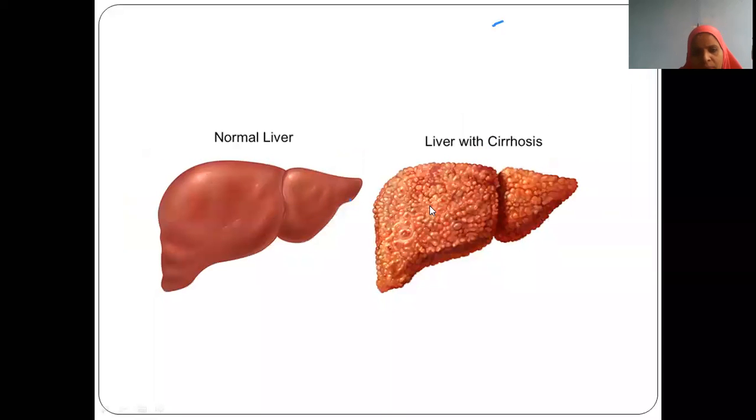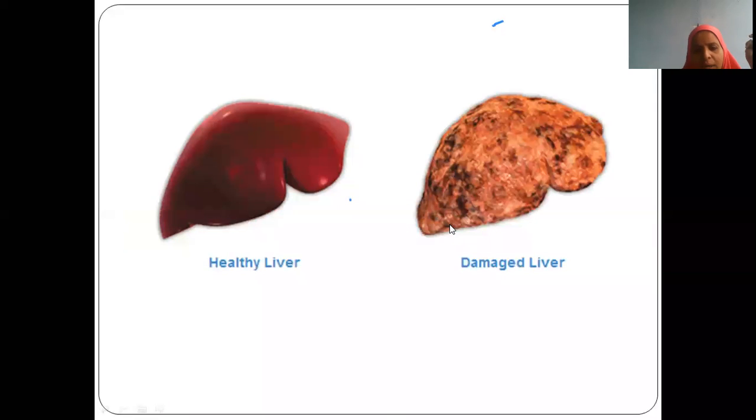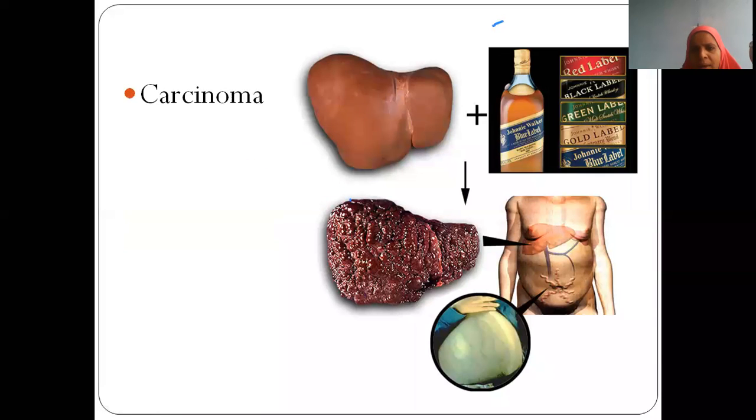See, like this, normal parenchyma is not there. All collagen fibers which are non-functional, which cannot do any of the function, that fibrous tissue forms. You call it cirrhosis. So the healthy liver looks like this. In the damaged liver, color is changed, contour is changed, texture is changed. So alcohol is the major cause of liver damage.